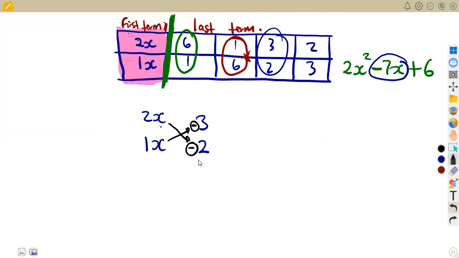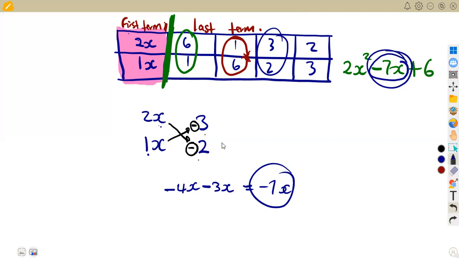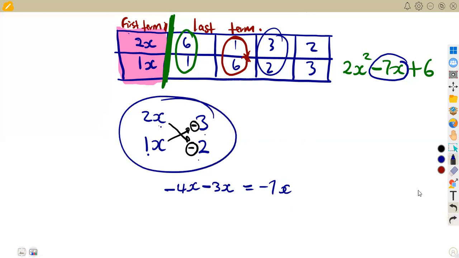2x times -2x, it's -4x. 1x times -3, it's -3x. -4x minus 3x is -7x. We have the middle term, which is this one. So this is the correct pair to use.